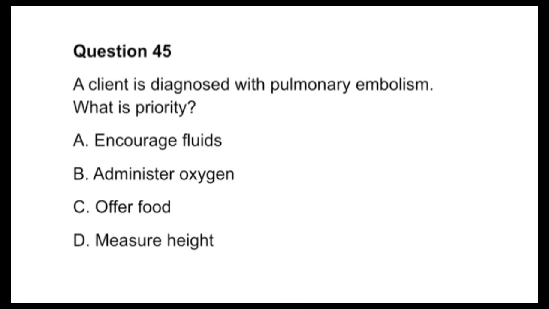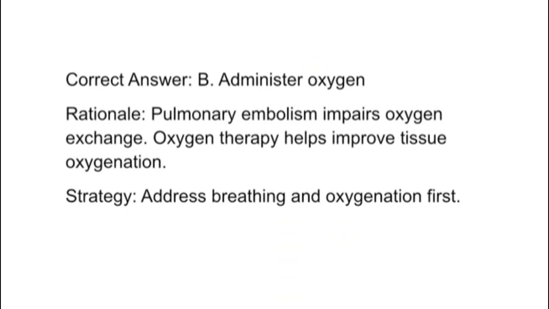Question 45. A client is diagnosed with pulmonary embolism. What is priority? A. Encourage fluids. B. Administer oxygen. C. Offer food. D. Measure height. Correct answer, B. Administer oxygen. Rationale: pulmonary embolism impairs oxygen exchange. Oxygen therapy helps improve tissue oxygenation. Strategy: address breathing and oxygenation first.